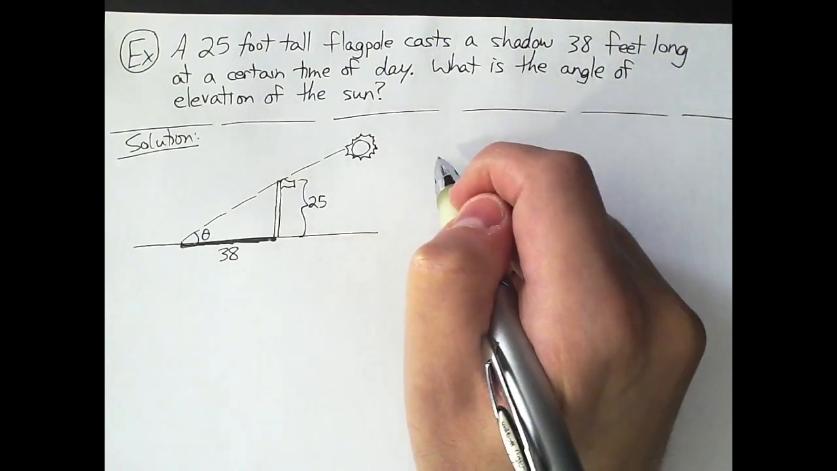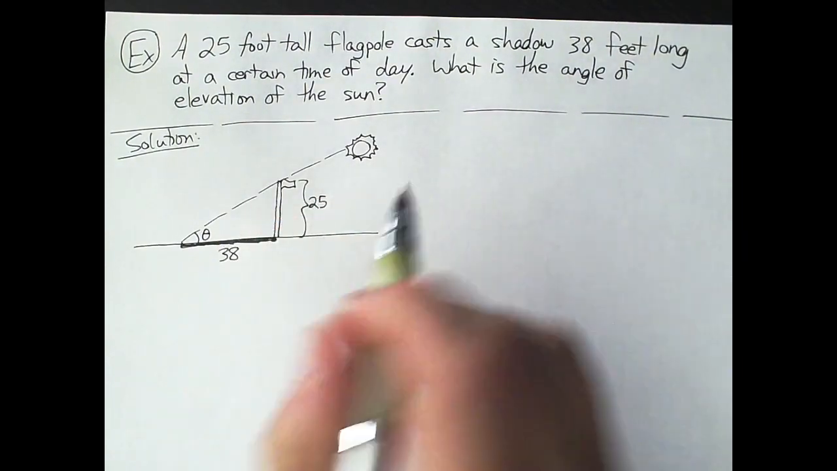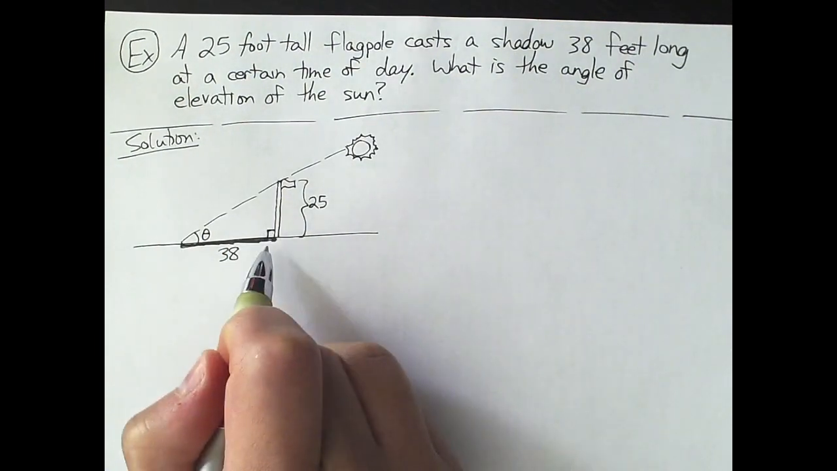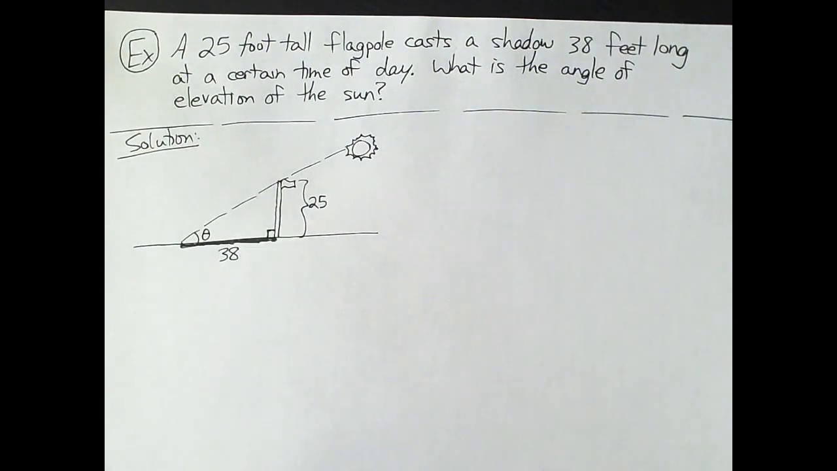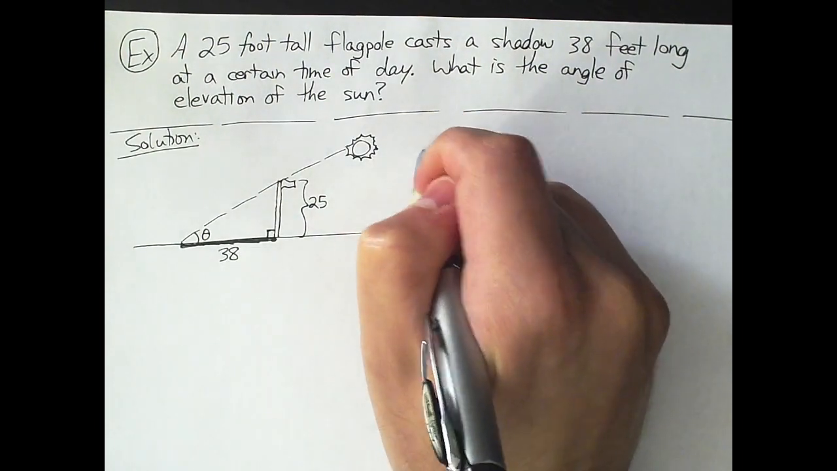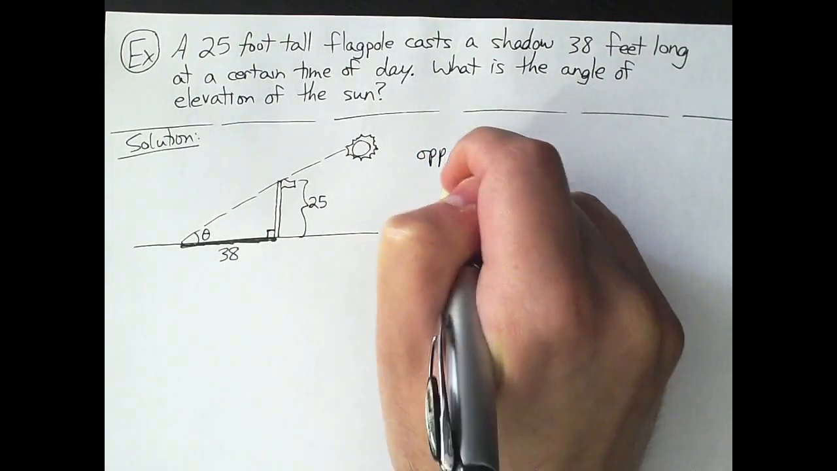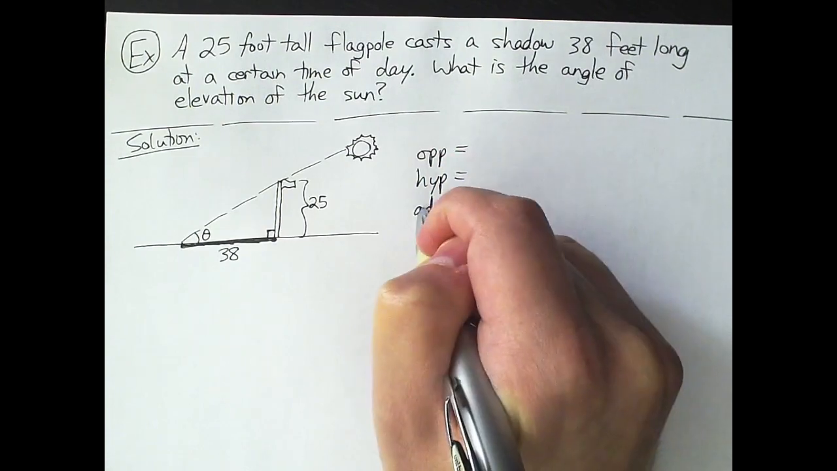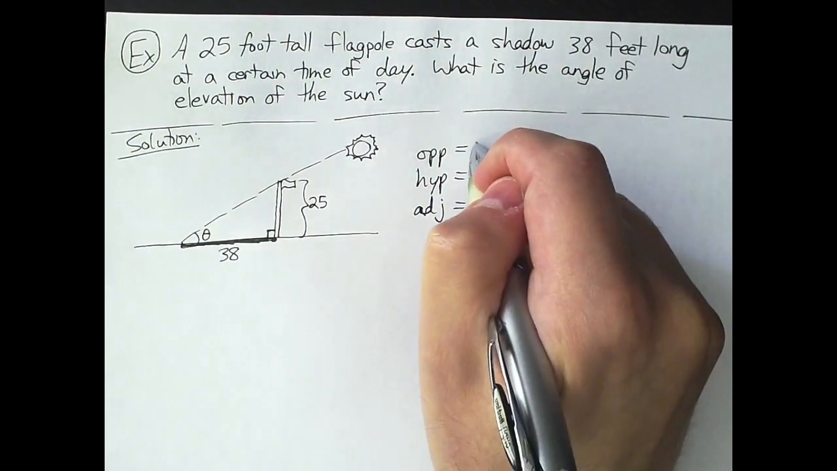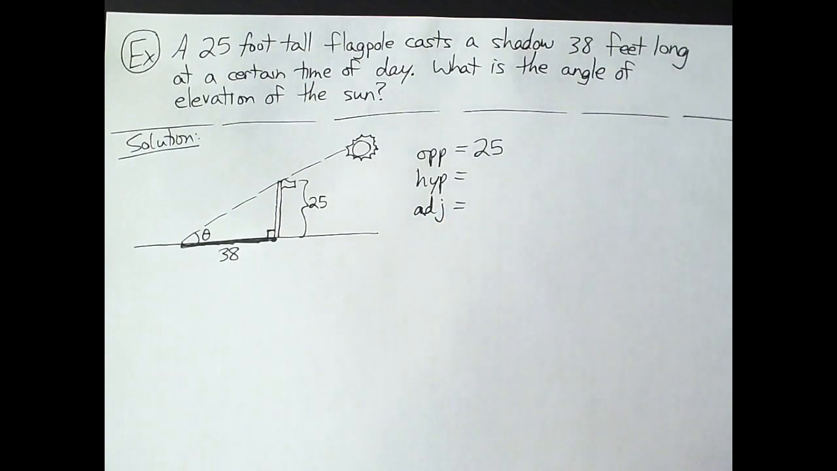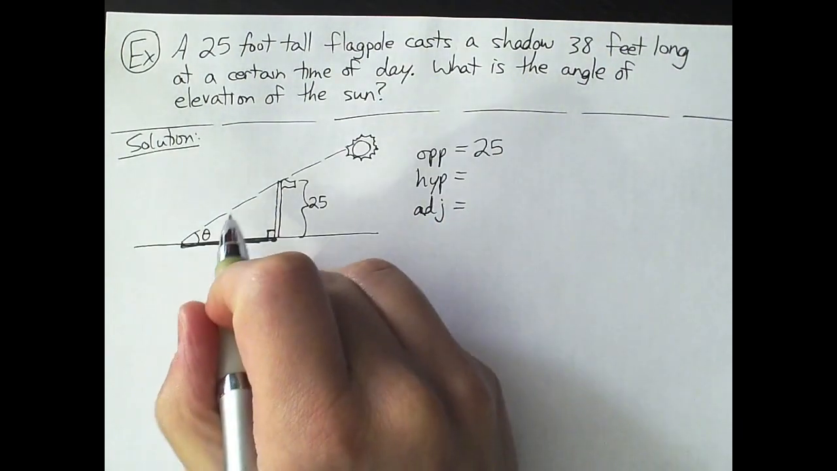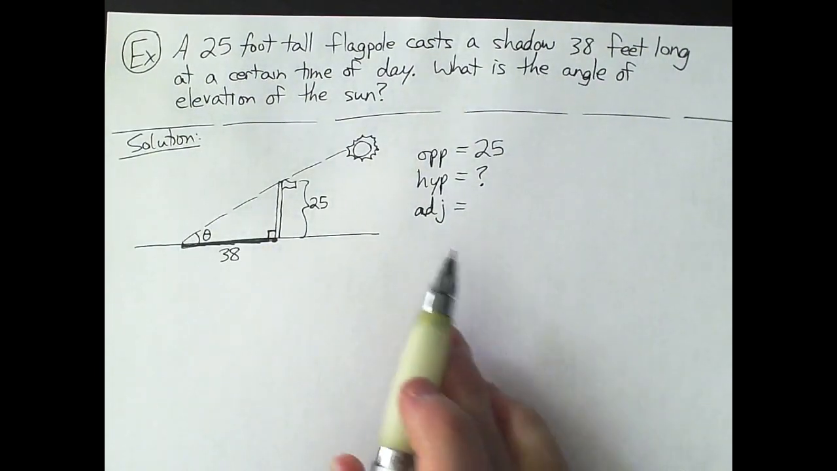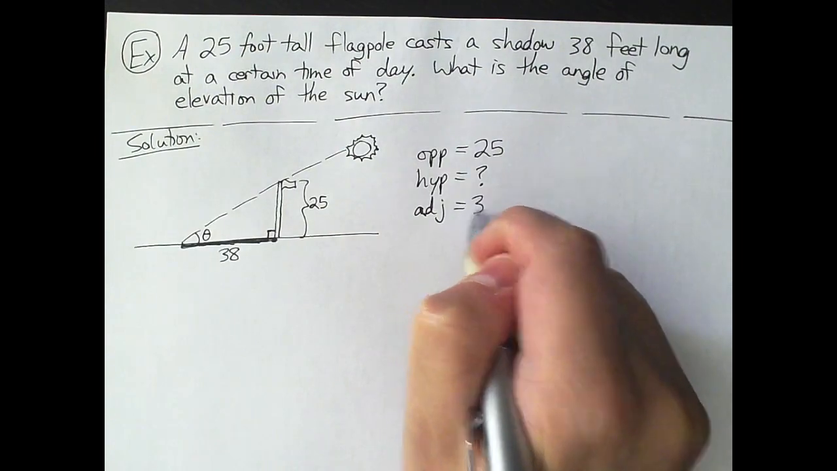How about this? Let's think about the 3 side lengths of this right triangle. I'm going to draw the little box here because this is a right triangle. We assume the ground is flat and the flagpole goes straight up. So we could talk about the opposite side length, the hypotenuse, and the adjacent side length. You could write these in any order you want. I think the opposite side length is given. It's 25. The hypotenuse is question mark. We don't know that. We were not given that. The adjacent side length is the shadow. That's 38.